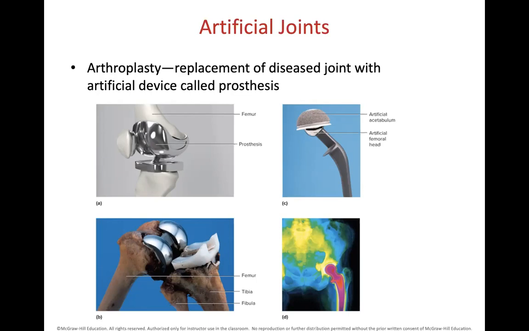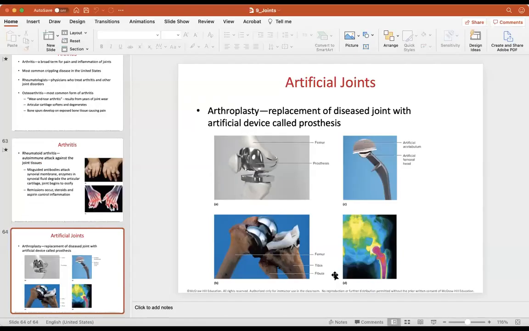All right, that's the end of chapter 9, the joints chapter. Has anyone had parents or grandparents who have had knees and hips replaced? Yeah, someone in the last class, I think her mom had her hip replaced. So yeah, it's extremely common.